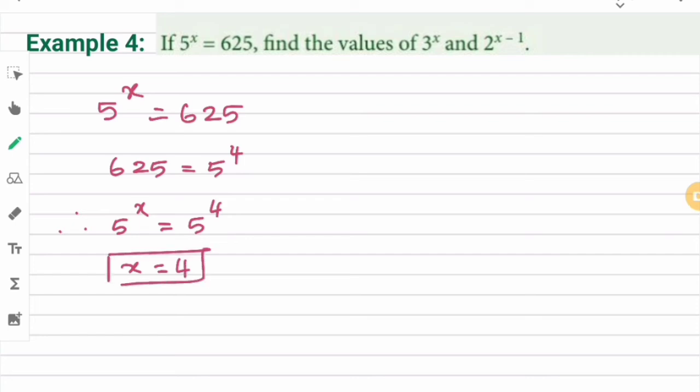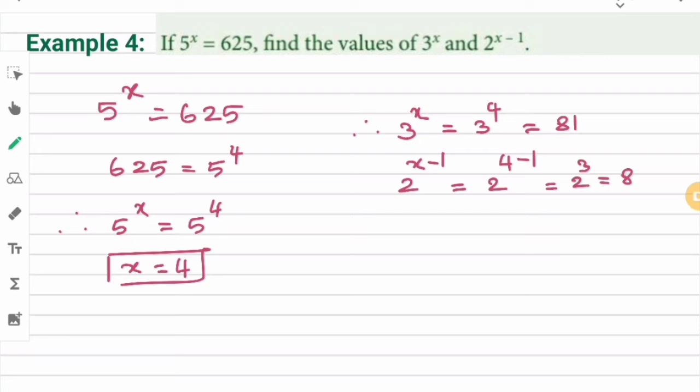I found the value of x, and now I am going to find 3 power x. Therefore, 3 power x is equal to 3 power 4. What is 3 power 4? 3 into 3 into 3 into 3, that is 81. And next one is 2 power x minus 1. That is nothing but 2 power 4 minus 1. So 2 power 3, 2 into 2 into 2, that is 8. Okay? Easy?